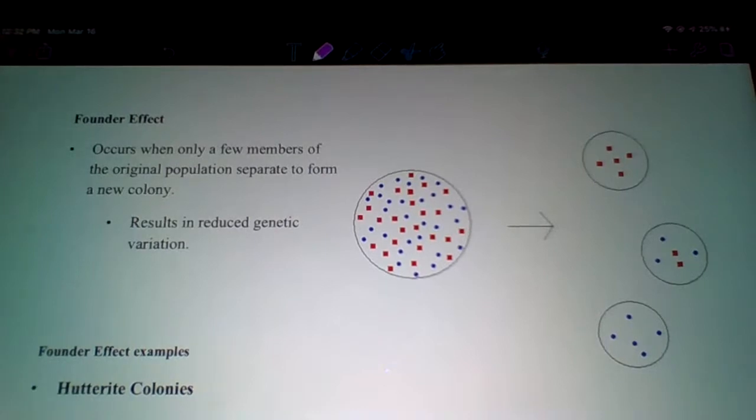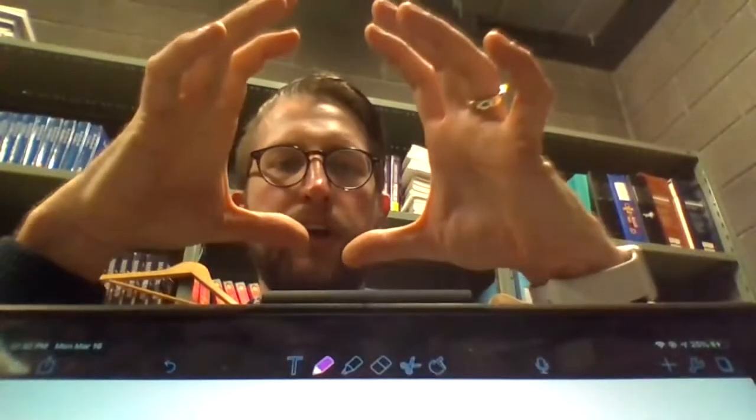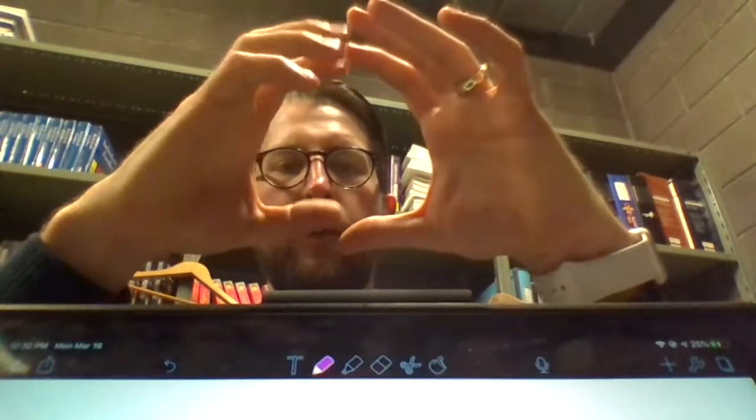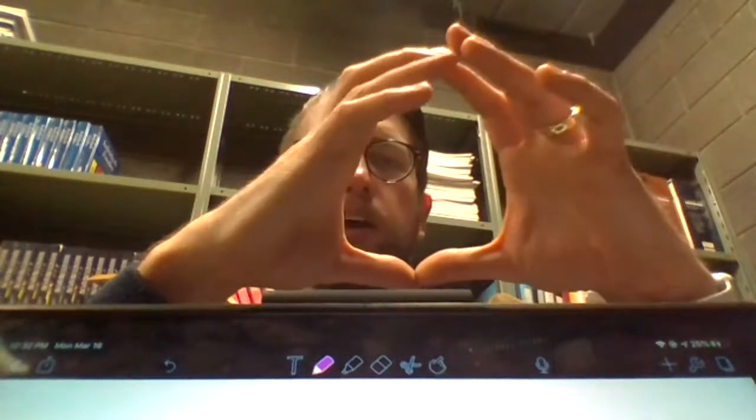So previously we were talking about one population. We're talking about one population that gets shrunk so that only a small number of them can reproduce. Now we're going to talk about one population where a small portion of them travels away and becomes their own population. So this would be any time that organisms are allowed to divide.